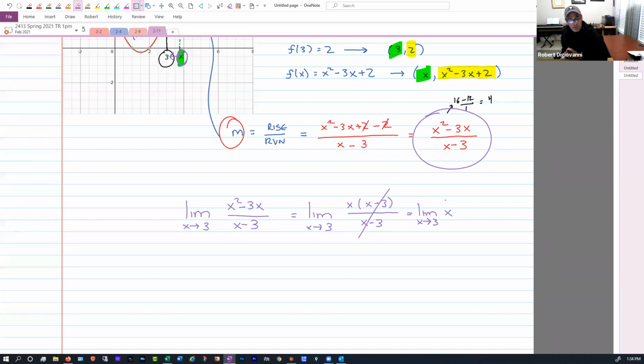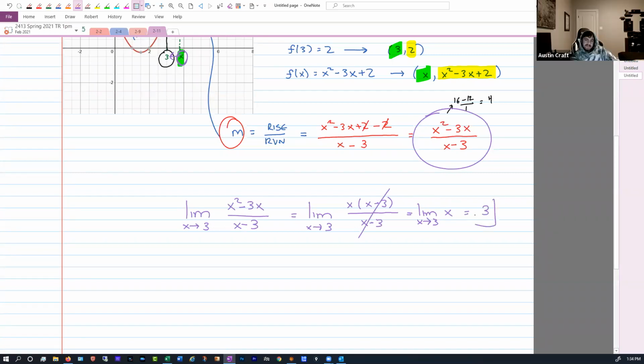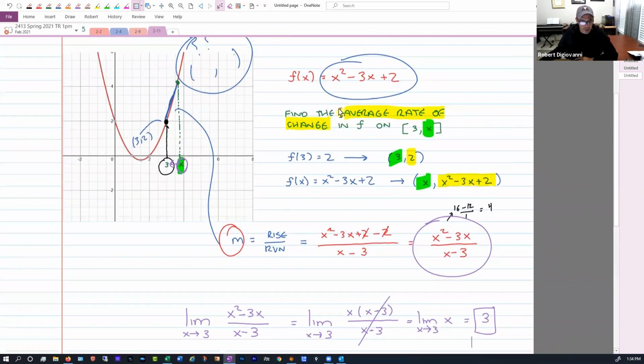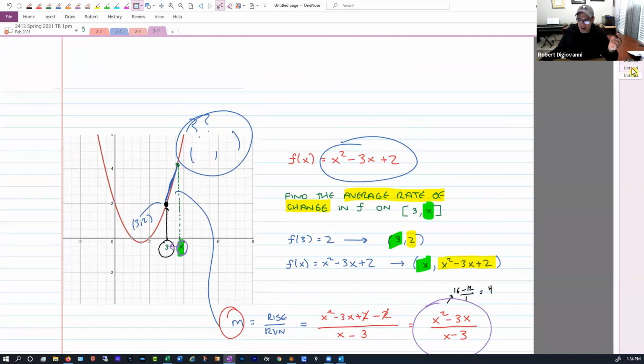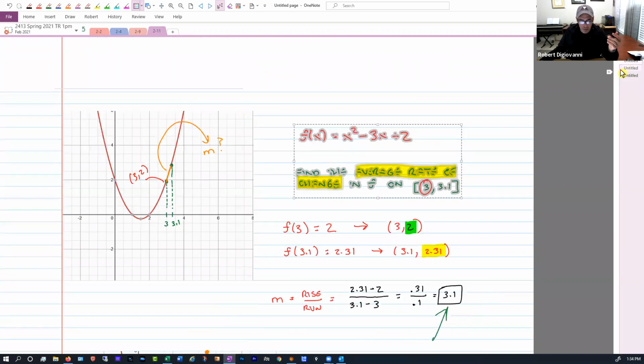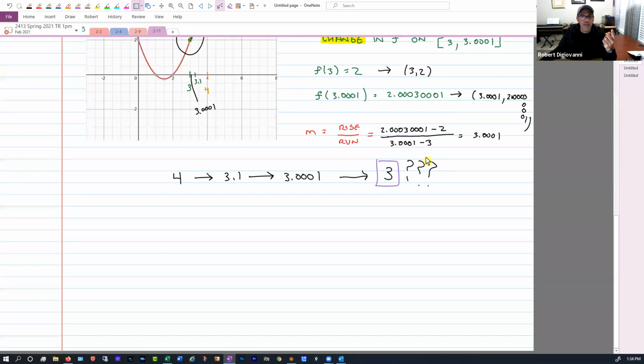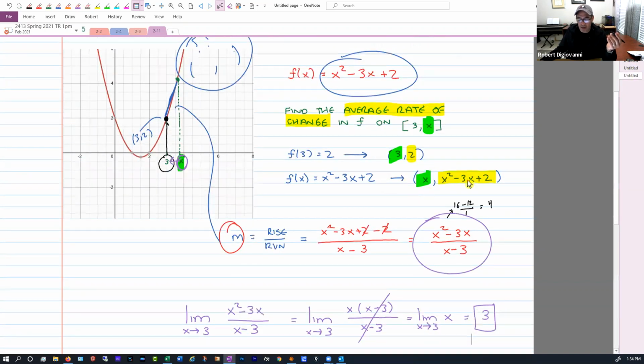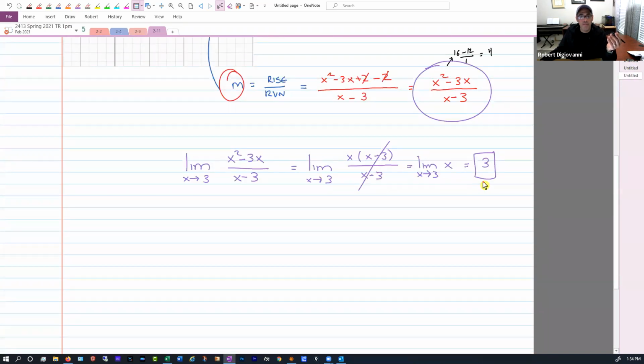So here we go. Do you see what happens now when we take this limit? Let x go to 3. What's the answer? 3. Yeah. And that's what was happening, right? Remember, when we first did this, we got 4. Then the second time we got 3.1, then we got 3.00001, and it looked like it was getting closer to 3. And what we just showed is that it does in fact approach 3. Okay?